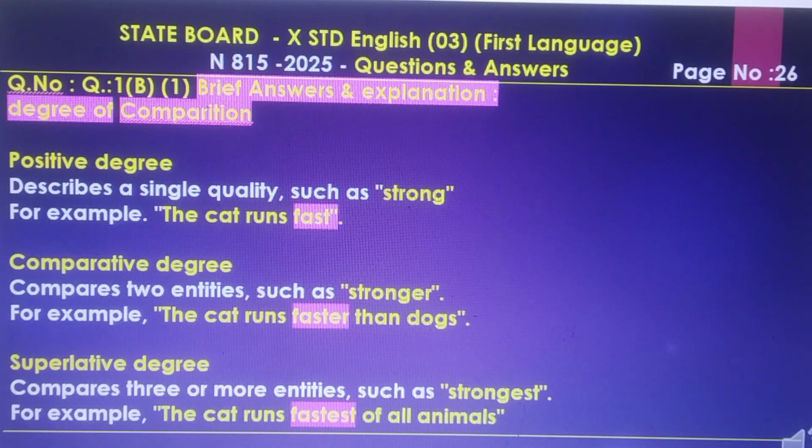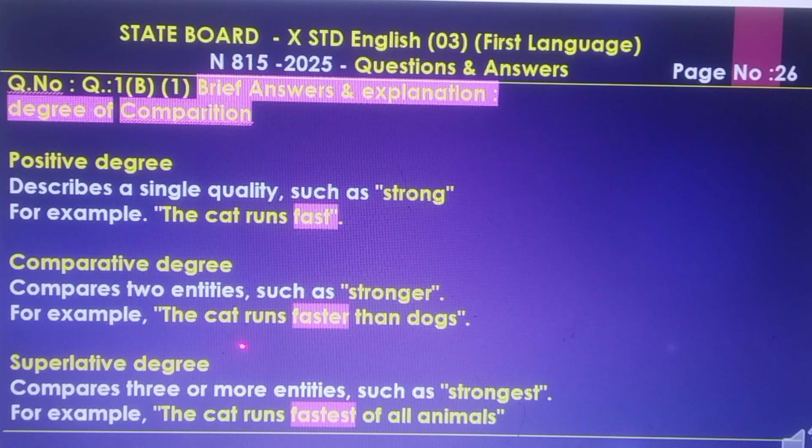The degrees of comparison: positive degree, comparative degree, and superlative degree. For example, the cat runs fast. Positive degree describes a single quality such as strong. The cat runs fast. Comparative degree compares two entities such as stronger.